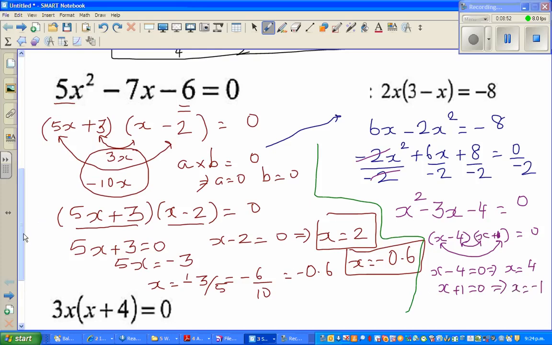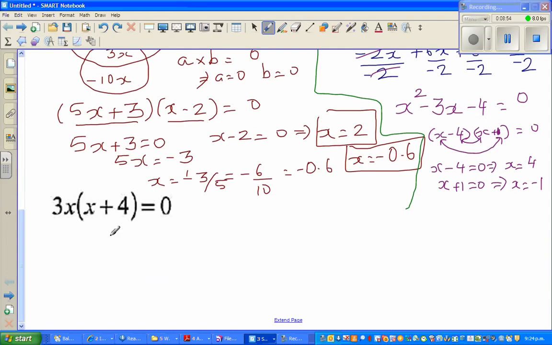Okay, the last question. Now here again, you can apply this rule. Product of two numbers is 0, so 3x is 0, and x plus 4 has to be 0. So if 3x is 0, 3 times what gives you 0? This has to be 0, so x is 0. x plus 4 is 0. What plus 4 gives you 0? So x is negative 4.